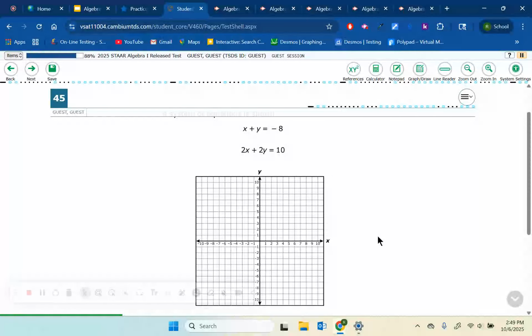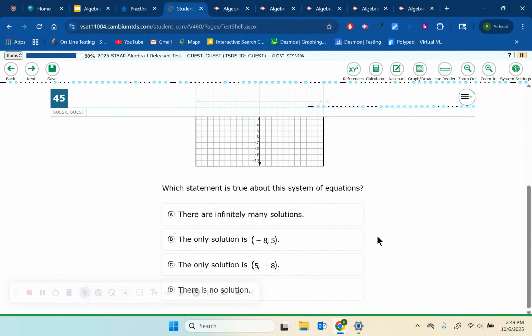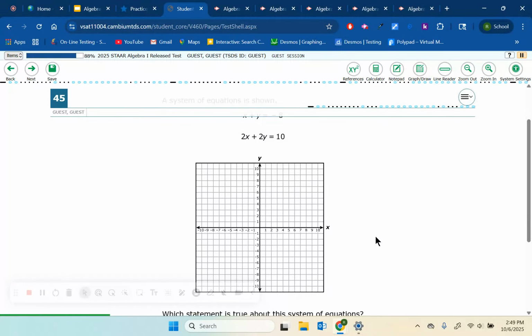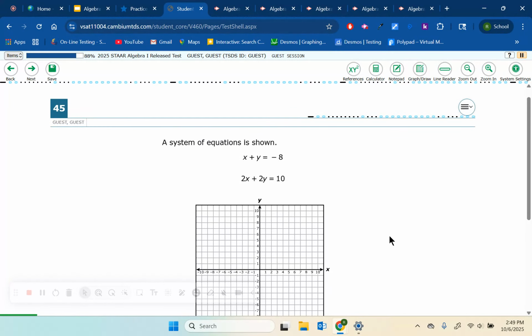All right, so here I got a system of equations: x plus y equals negative 8, and 2x plus 2y equals 10. We can actually work this out by hand, or we can put it in the calculator. So I'm going to do both. And now I got them both in what's called standard form.